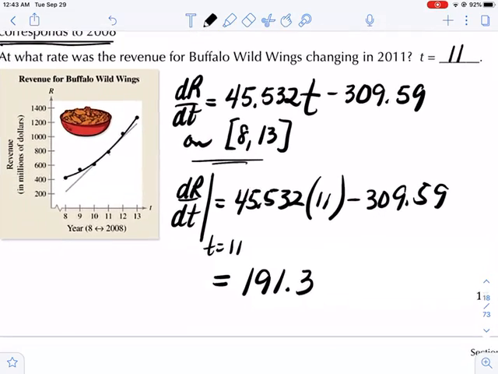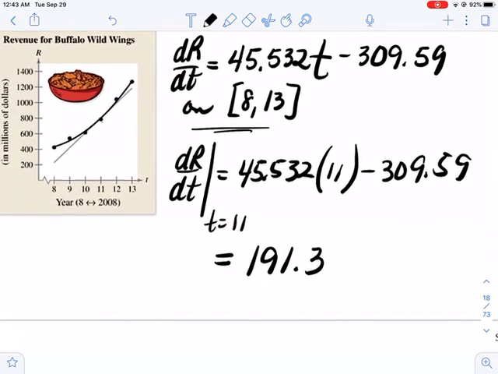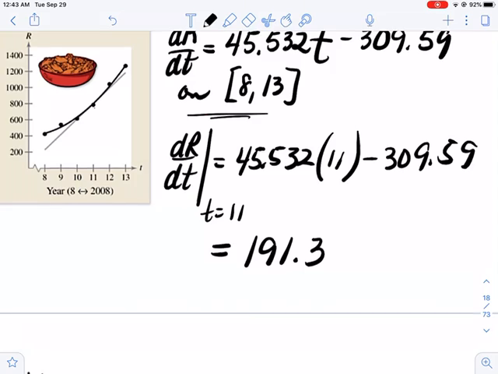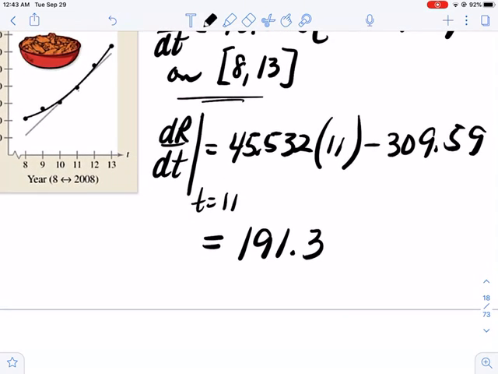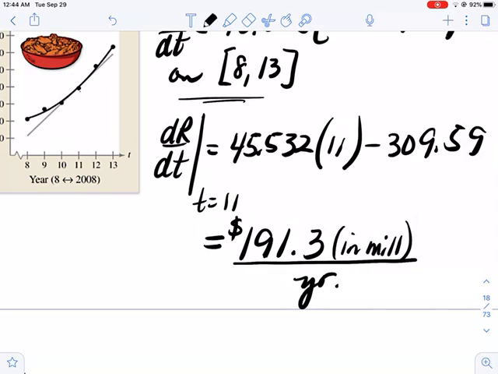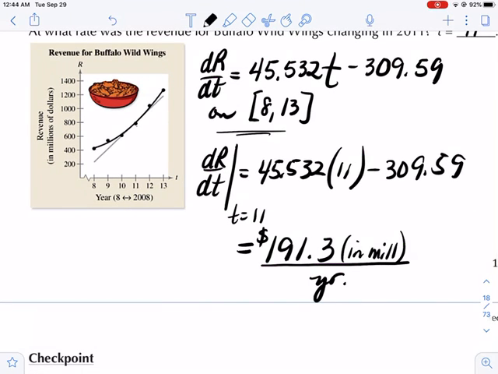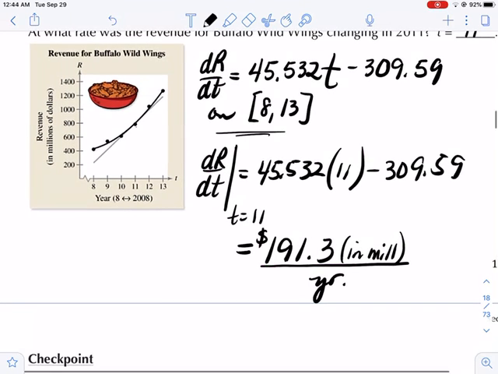So now that is a derivative. So what does the derivative mean? Because R is measured in millions of dollars and t is measured in years, it follows that the derivative dR dt is measured in millions of dollars per year. So in millions per year. So what does this mean? The revenue? That's a lot of wings.